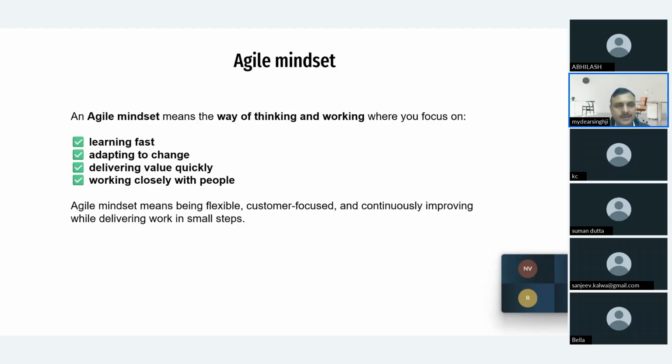Agile mindset is nothing but a way of thinking and working. Learn fast in agile. We are learning fast, adapting to changes, delivering value quickly, and working closely with people. These are the agile mindset. It means being flexible, customer focused, continuously improving, and delivering work in smaller steps. So these come under the agile mindset. In this agile mindset, these are the things we are considering.